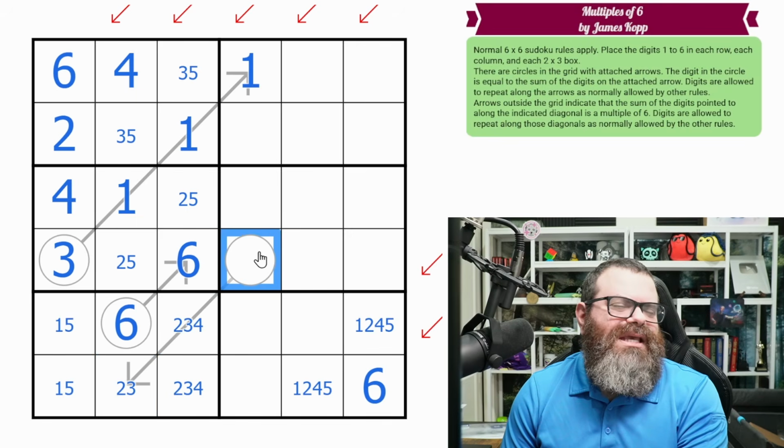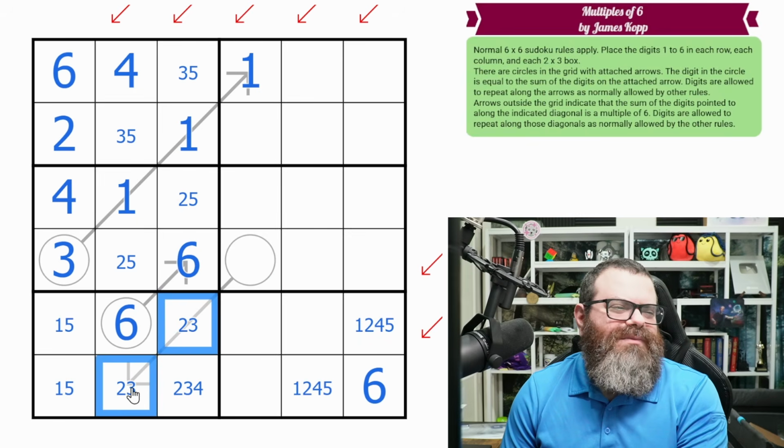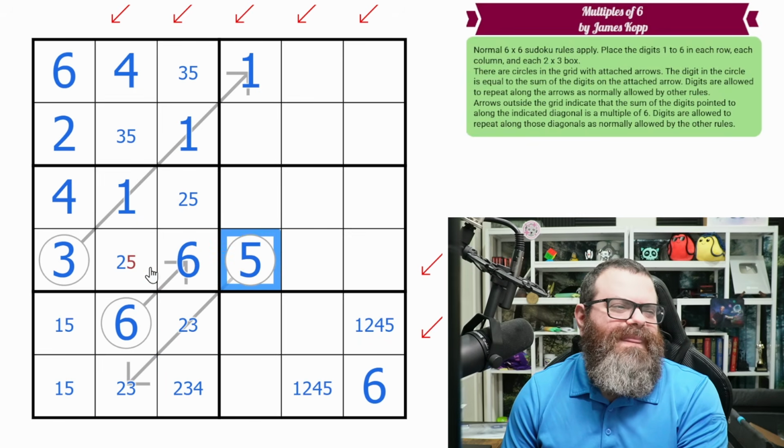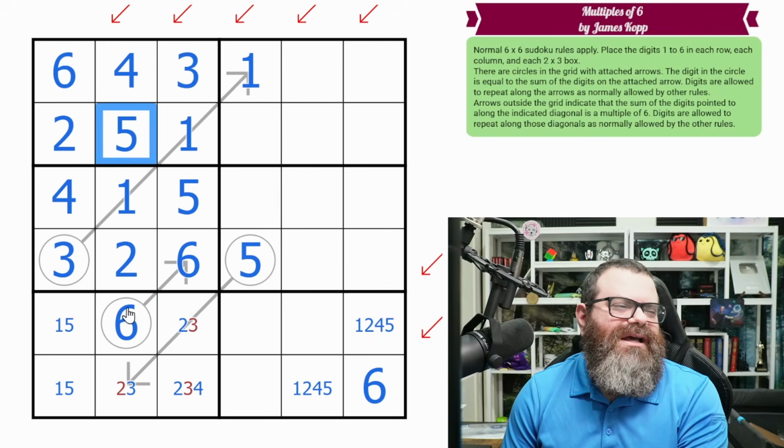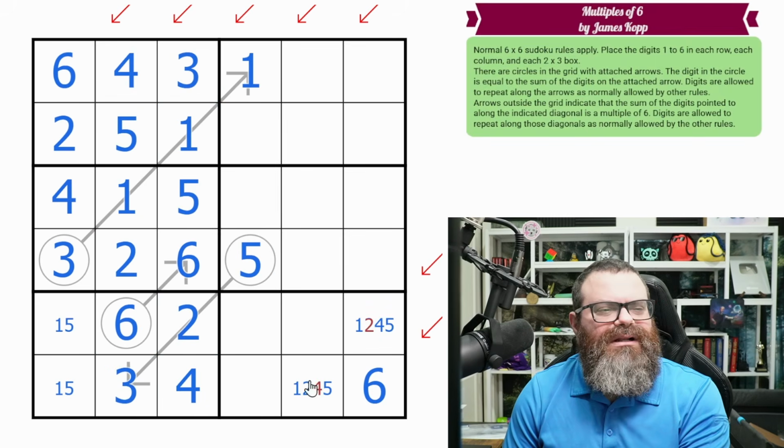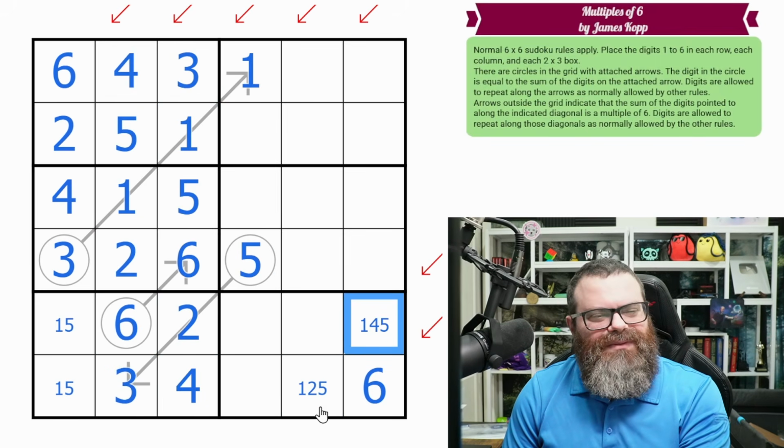So this can't be 6 because there's a 6 in the row. So we can't use the 4 because 4 plus 2 is 6 minimum. So we're going to be a 2, 3 pair adding to 5. That's 2 and 5. That's 3 and 5. That's a 3 and a 2. That's 4. This can't be 4. That can't be 2. All right.